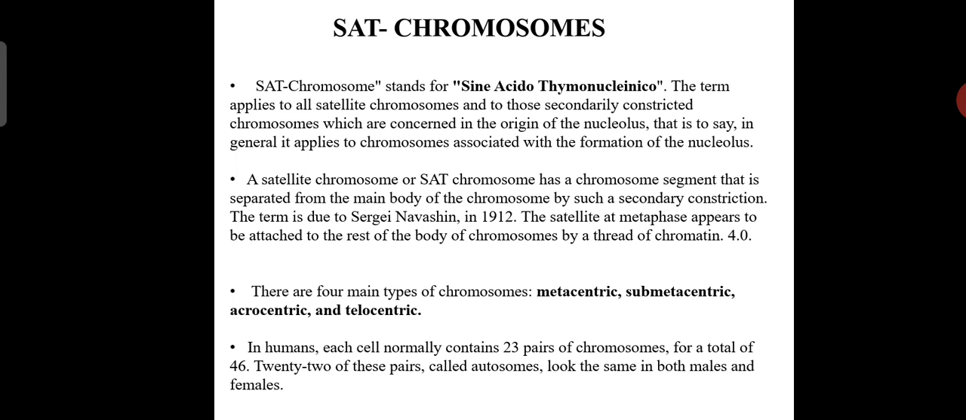So there are four main types of chromosomes here: metacentric, submetacentric, acrocentric and telocentric. So you know, right? In humans, each cell normally contains 23 pairs of chromosomes for a total of 46. 22 of these pairs, called autosomes, look the same in both males and females.